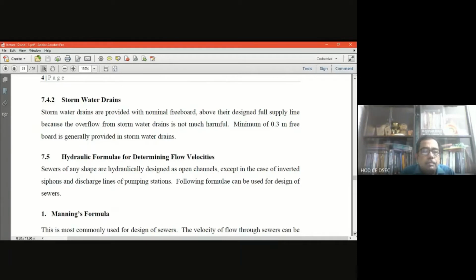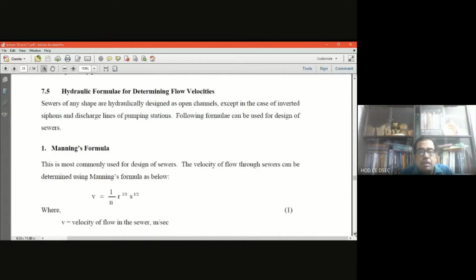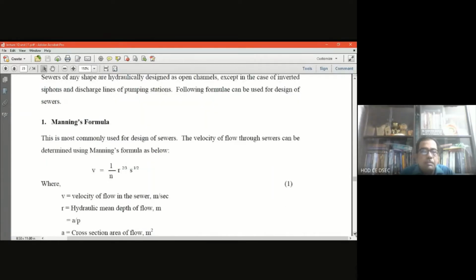Now, the hydraulic formulas for determining the flow velocities. This is a very important topic, because you have to find out the velocity of the sewage flow, based on which the diameter of the pipe is determined. So what are the formulas? Let me discuss them. What formulas are there by which the velocity of flow can be determined? The most important formula is Manning's formula.